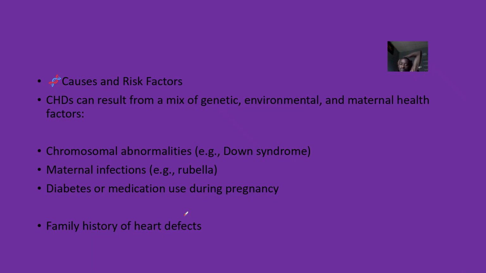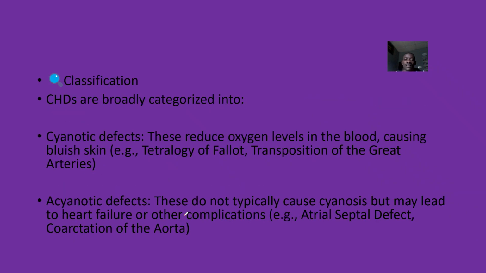So, causes and risk factors. Issues could be mixed. It could be genetic issues, maternal issues, or diabetic issues. All right, so classifications. We have cyanotic ones, where oxygen supply is greatly reduced, and that's why the skin becomes bluish. Examples are tetralogy of Fallot and transposition of great arteries.